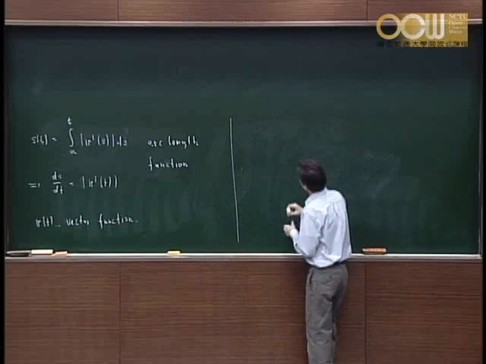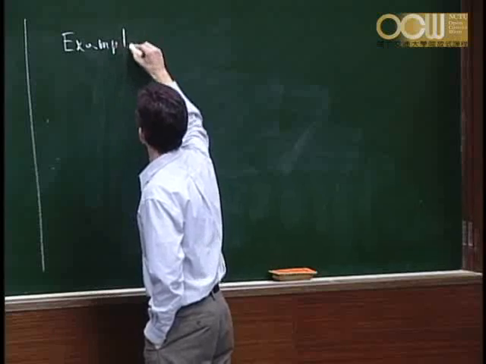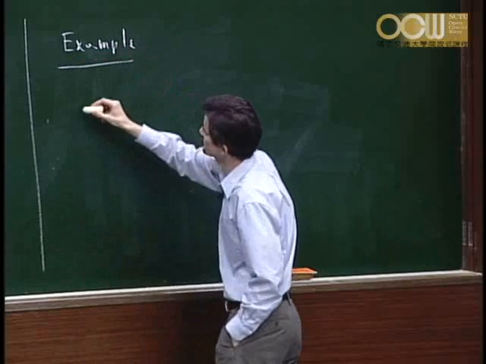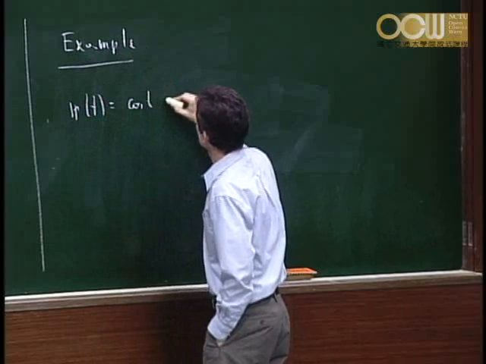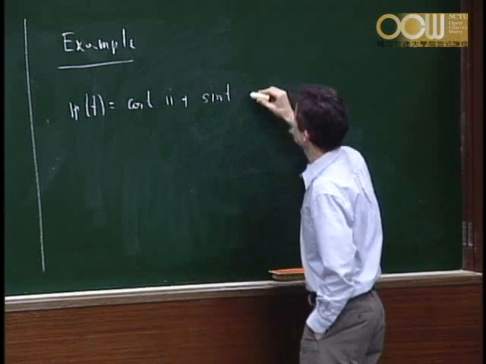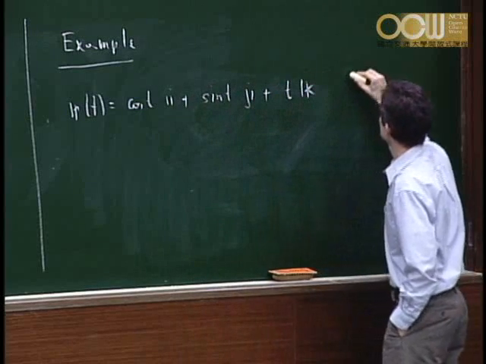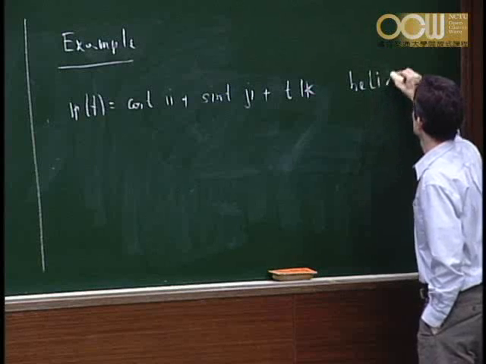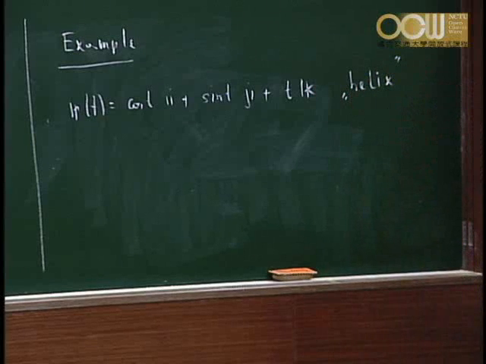So for instance, if you look at the helix. The helix is given by this vector function: cosine of t times i plus sine of t times j plus t times k. So this is what we call the helix. This will always be our running example today.